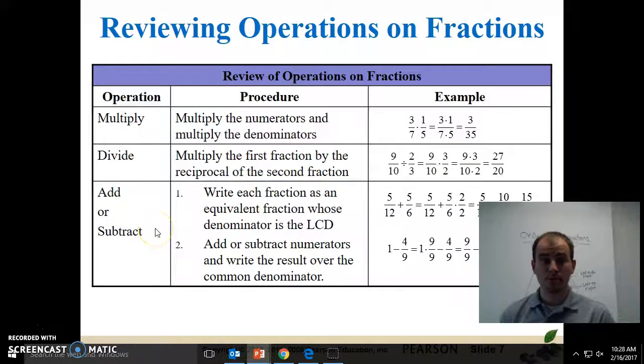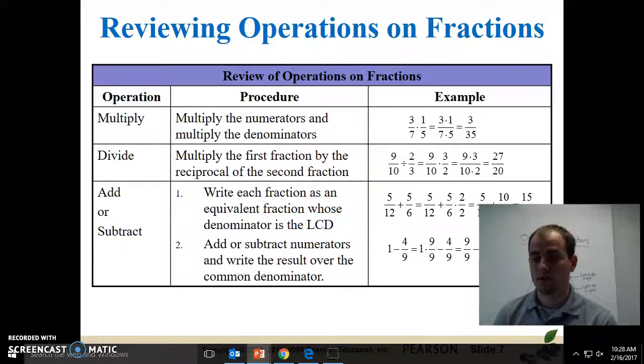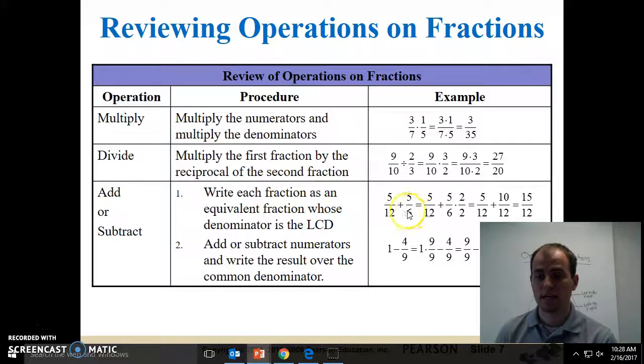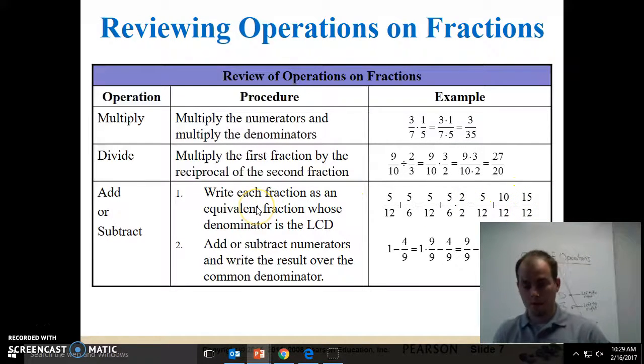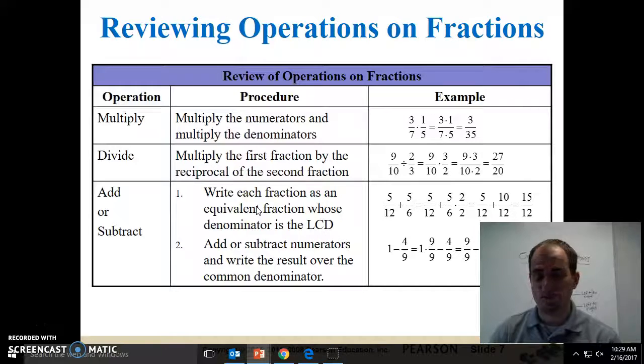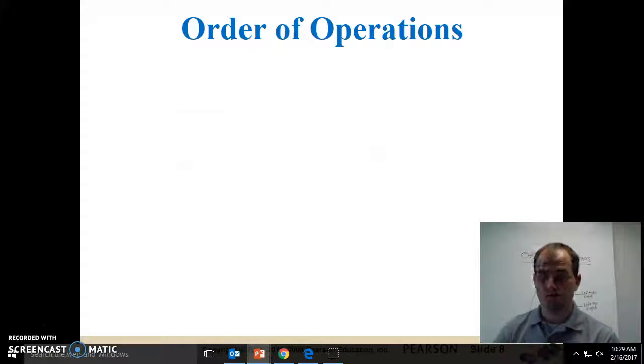To add or subtract, this is the one where you have to get a common denominator. You need to rewrite each fraction with a common denominator. In this case, it would be 12. And then add the fractions together and make sure you reduce it if possible. Okay, so we're going to have to use those operations as we do the order of operations.